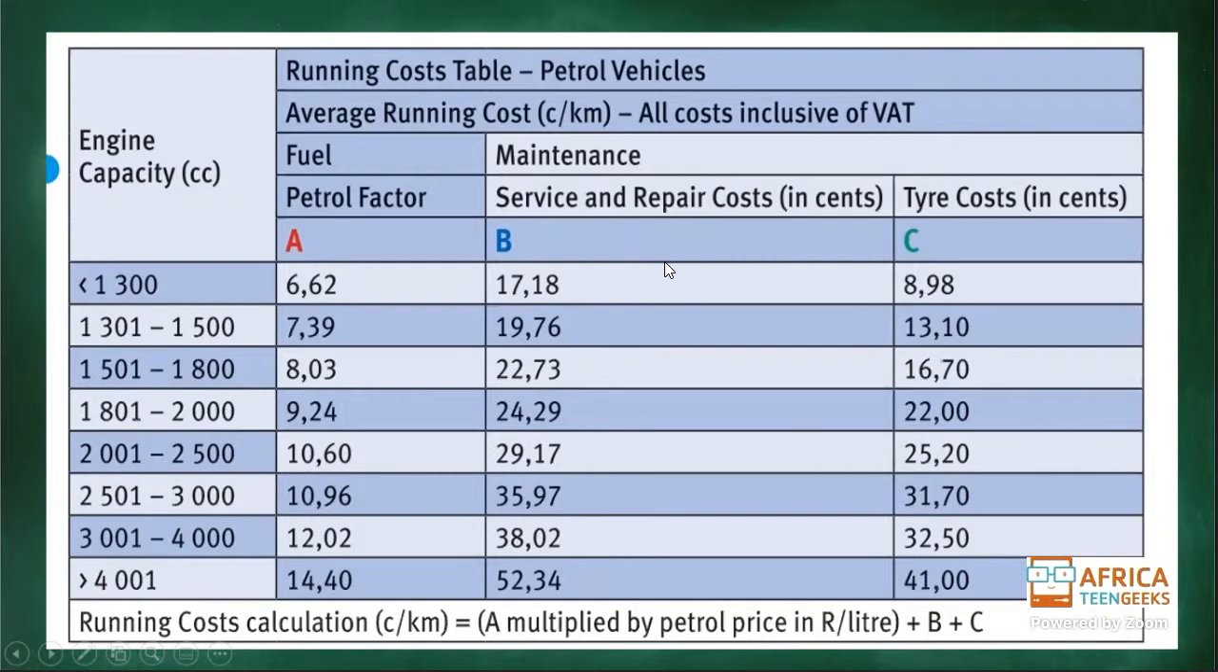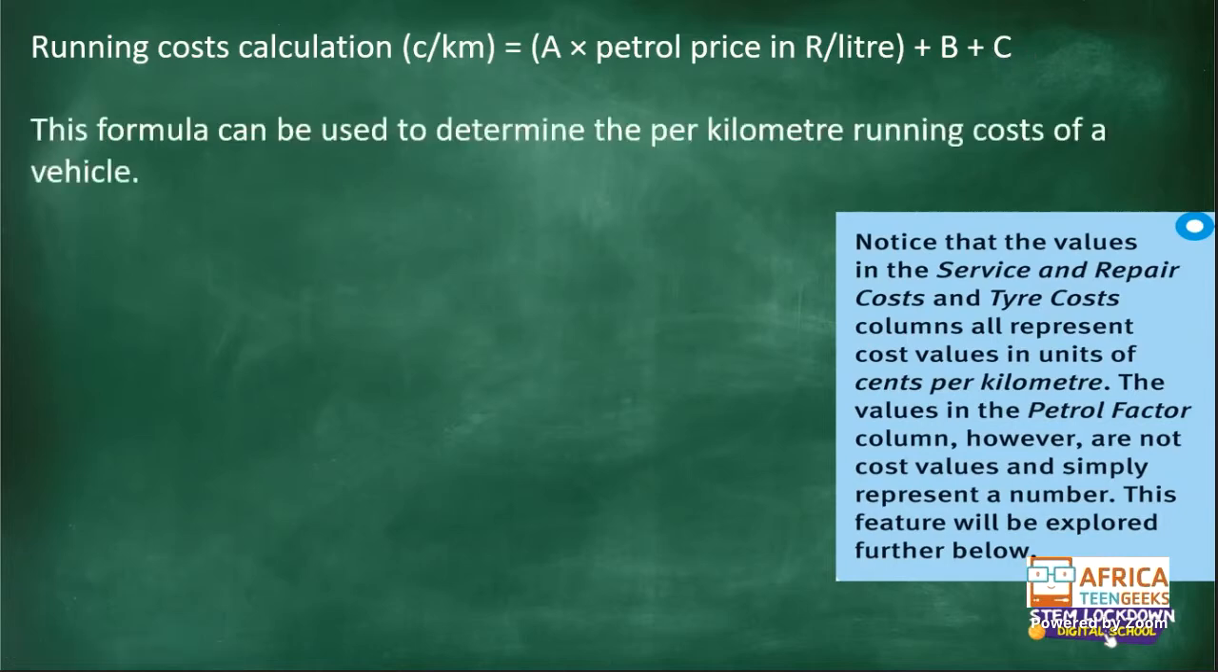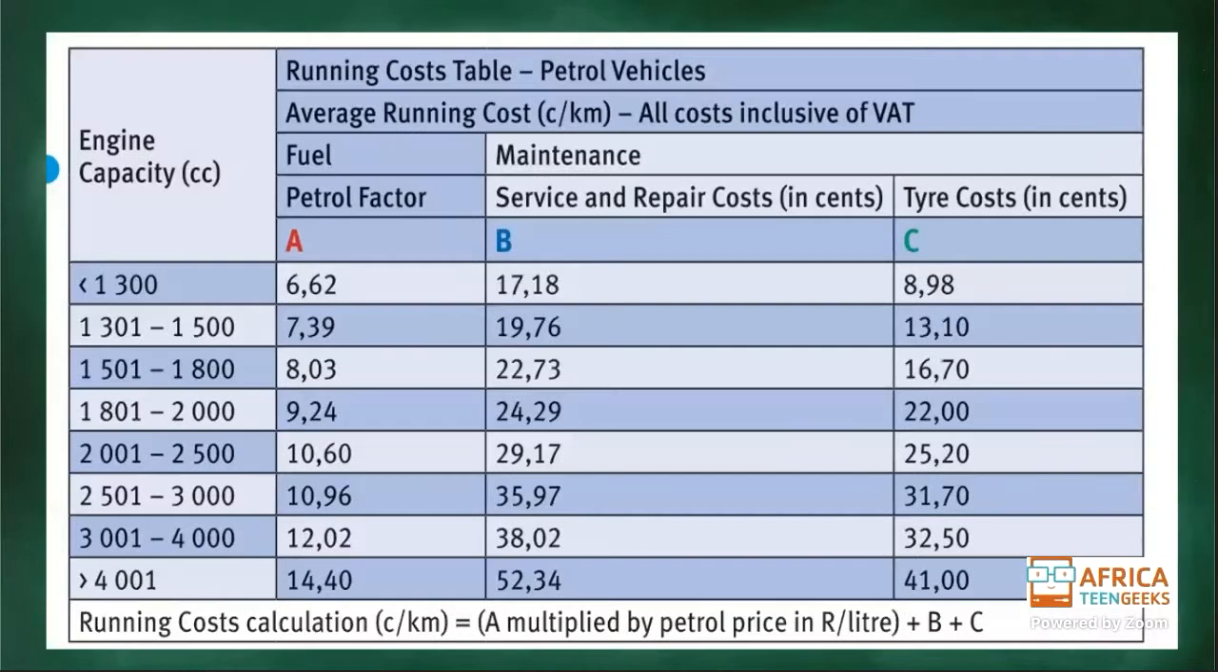You know, we add the 17 cents there if it is the engine with a capacity of 1,300. And then the last one, of course, we add C. And what is C? C is the cost of the tire in cents as well. So this will be the tire costs, which is in cents.